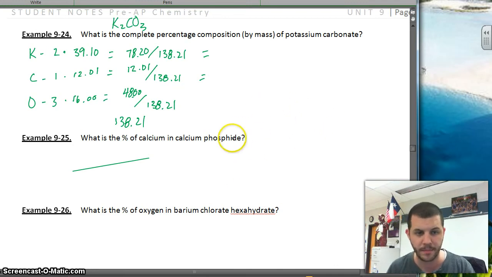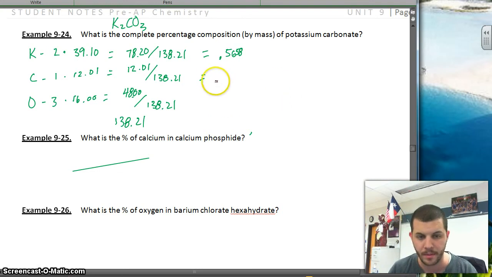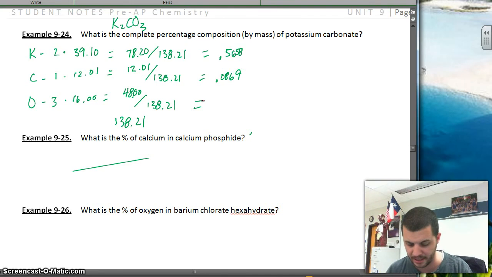0.566. Let's go one more decimal: 0.5658. Then we get 12.01 divided by 138.21, and that gets us 0.0869. And then I have 48 divided by 138.21, and that's 0.3473.